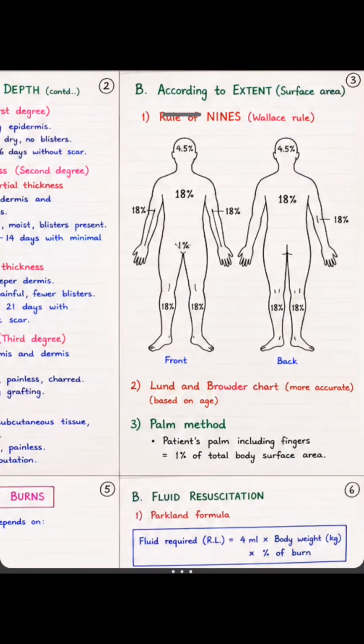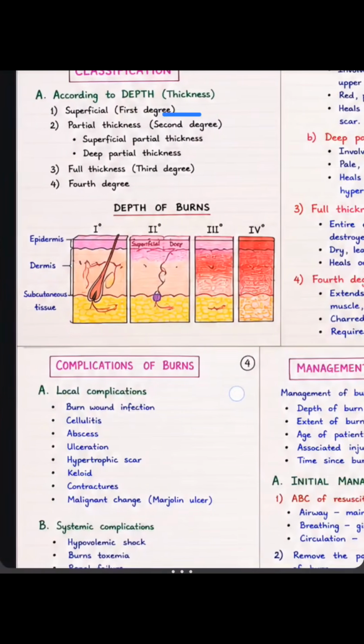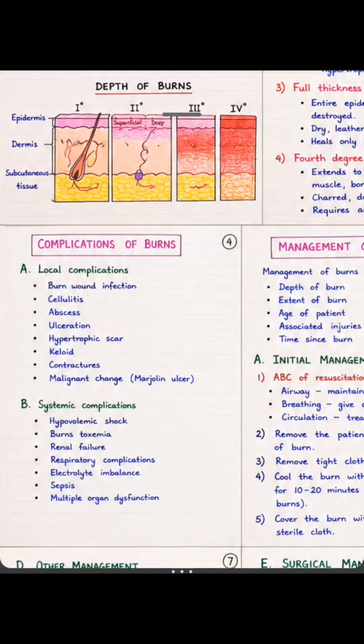used. Okay, now we come to the fourth page, that is complications of burns. Now let's discuss complications. I want you to divide them into 2 categories, local complications and systemic complications. And in local complications, this includes burn wound infection, cellulitis, abscess, ulceration, hypertrophic scar, keloid, contractures, malignant change, which comes under marginal ulcer. This is also an important point, marginal ulcer, for NEET MDS students.